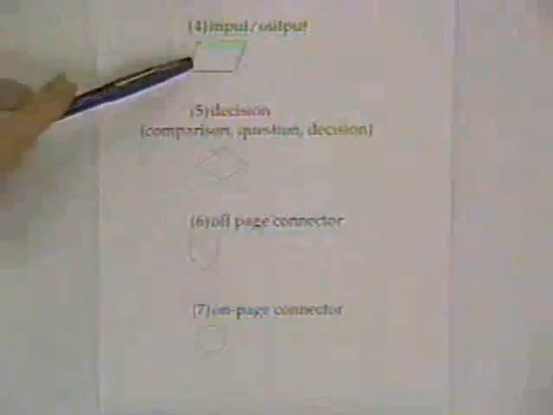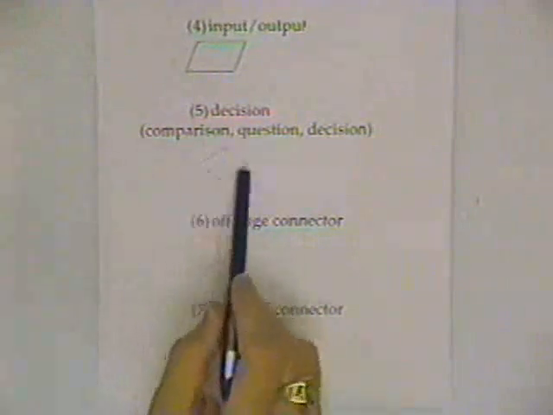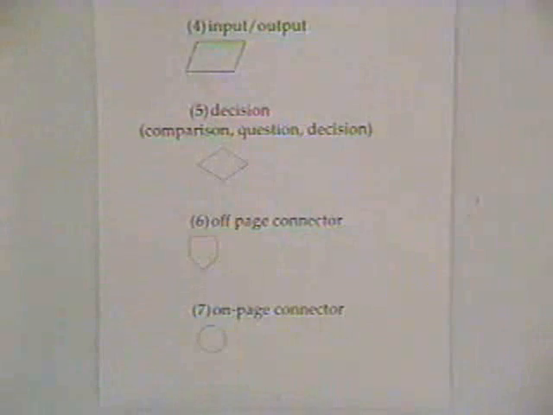Information and data coming into the program would be represented by a four-sided slanting box like this. Decisions are made in diamond-shaped symbols, and that decision could be comparing two numbers, asking some question about values, somehow making a decision in the logical flow.